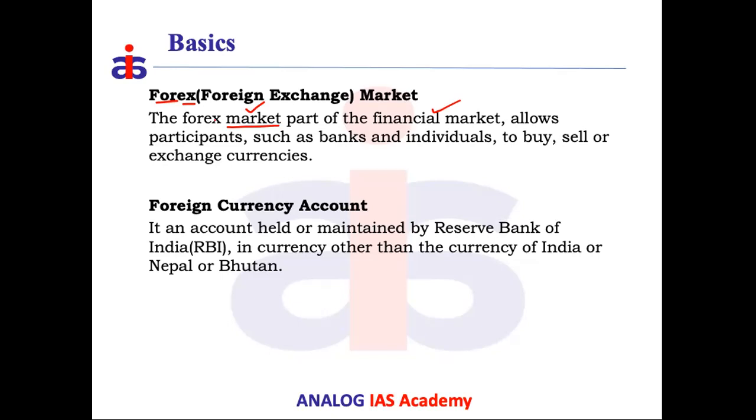Anybody who is coming to India needs to get Indian rupees to make the payments for different kinds of expenditures they are doing inside India, right?